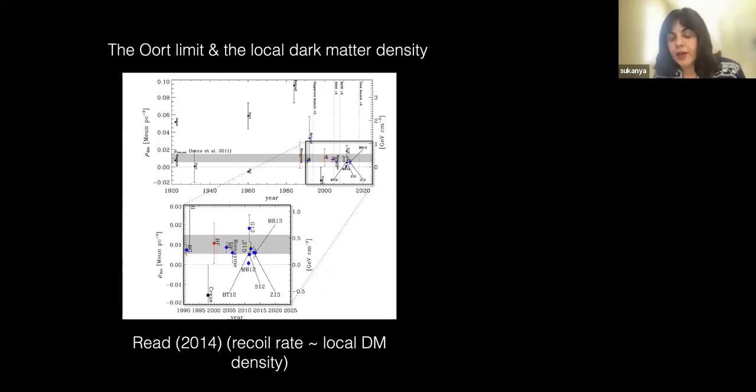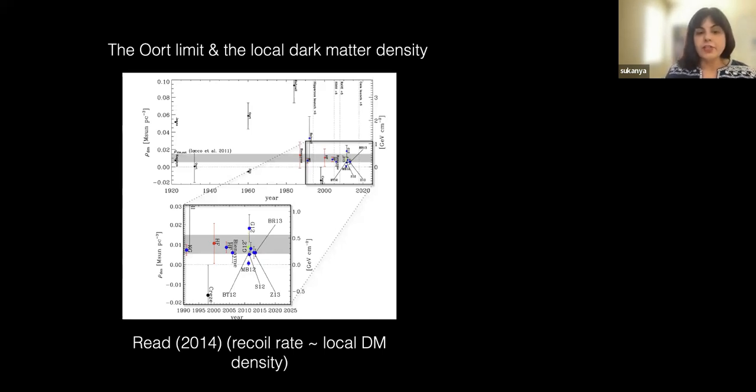So now, we're getting these acceleration measurements, and given an acceleration measurement, we directly get the potential. Given the Poisson equation, we can then get the total midplane density, which is known as the Oort limit. And if you subtract out the baryon density, you can get the local dark matter density. So this is a very straightforward approach in our case.